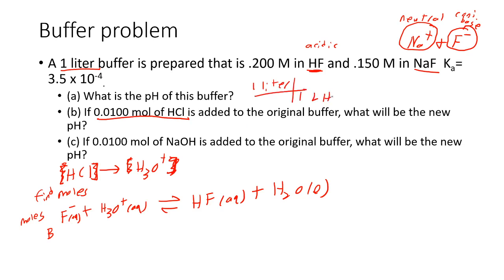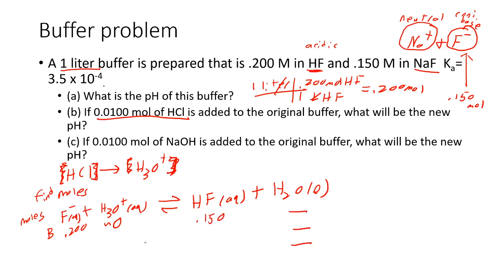So my 1 liter of HF contained 0.200 moles of HF. Liters canceled. I've got 0.200 moles. We can do the same calculation with my F- and my NaF, and I'm going to get 0.150 moles. So my before, I start with 0.200 for HF. My H3O+ I'm going to treat as approximately 0. My F-, I have 0.150, and we're not worried about the water the whole way through. So what am I going to add? I'm adding acid. I'm adding 0.0100 moles of this.